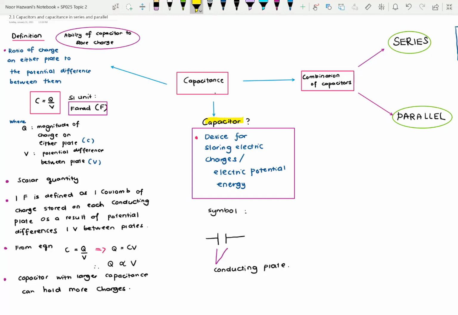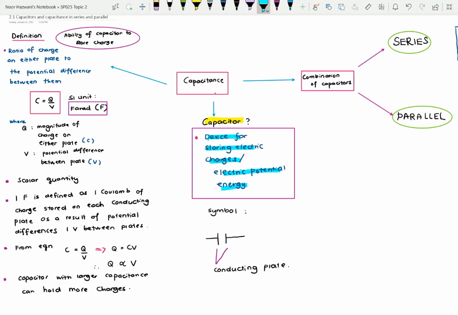Okay, sebelum kita cerita lebih lanjut tentang capacitance, kita kena kenalilah dulu apa itu capacitor. So capacitor is actually an electrical device, okay, for storing electrical charges ataupun electric potential energy. So, tugas kapasitor adalah untuk menyimpan electric charge ataupun electric potential energy.